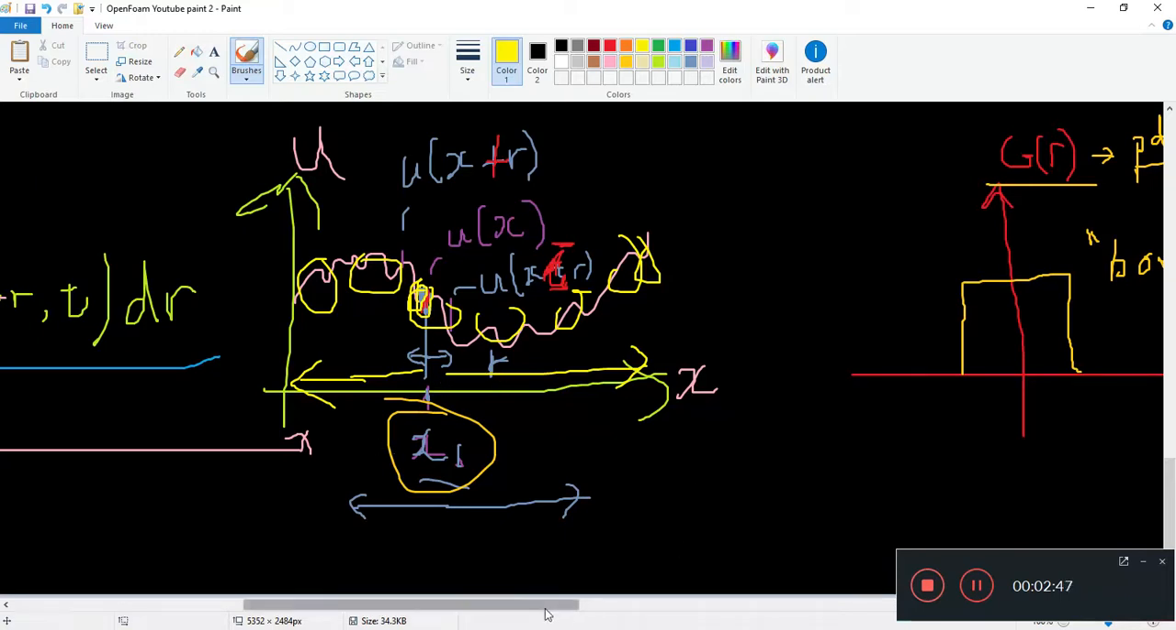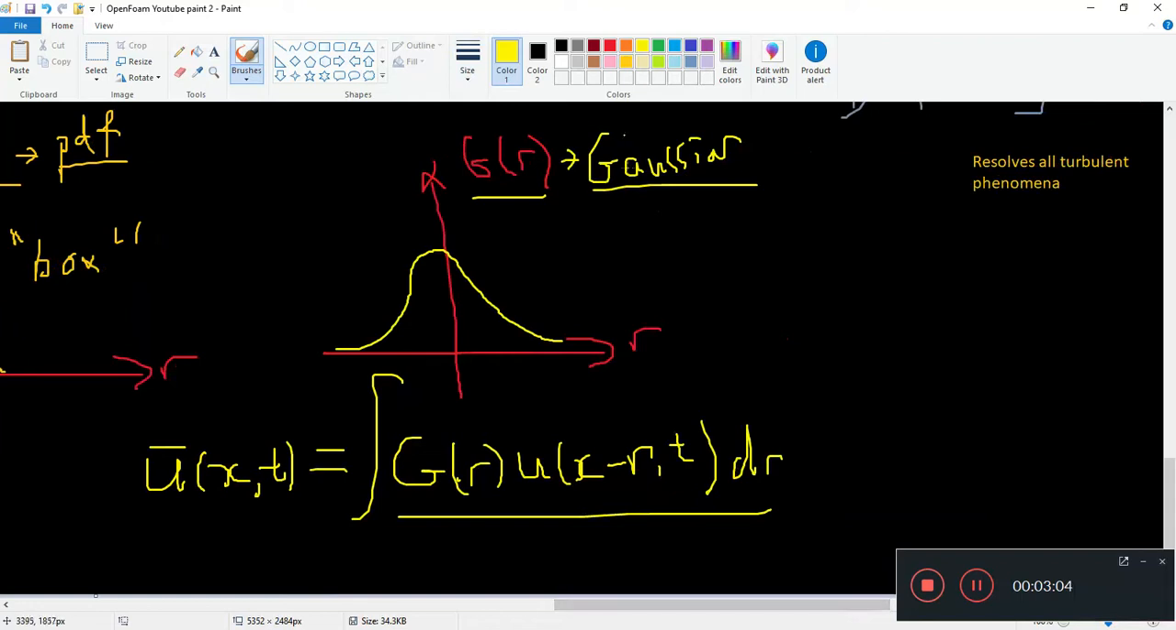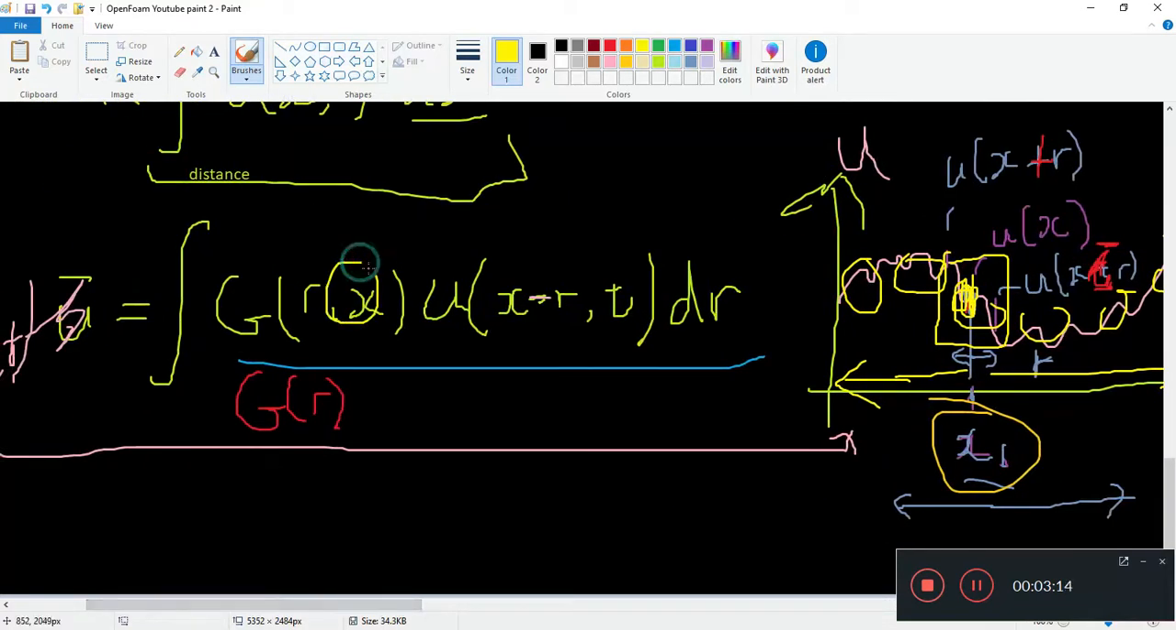So if you have a Gaussian distribution, I'm not limited to a box here. I can sample every single velocity in the whole domain, except that velocities here are given more weight than, let's say, a velocity here. So it's a weighted average. G of R gives you a weighted average function when it comes to integrating. But you may notice one more thing: G is also in general dependent on x.